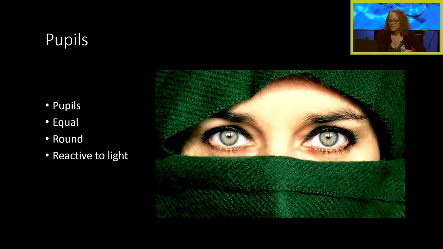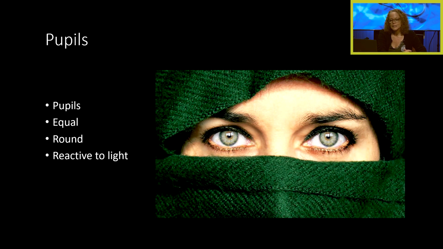So here we can see some beautiful green eyes, and we can look at those eyes and see that not only are the pupils equal in size, they are round, and we can also see the reflection of light is also equal on both sides. So we're always looking for symmetry. We're looking to compare one side to the other.